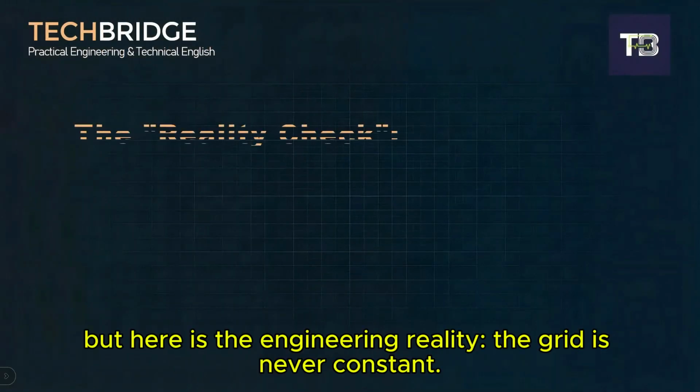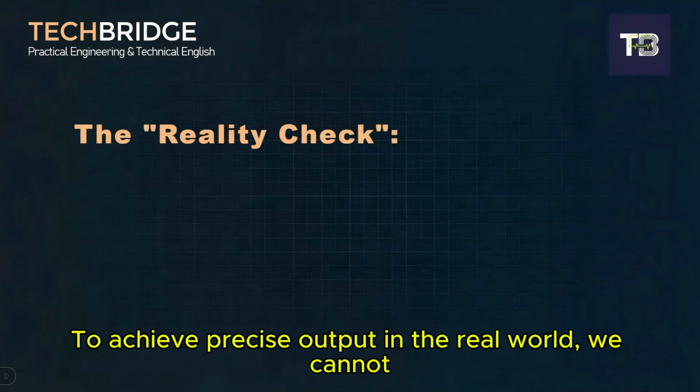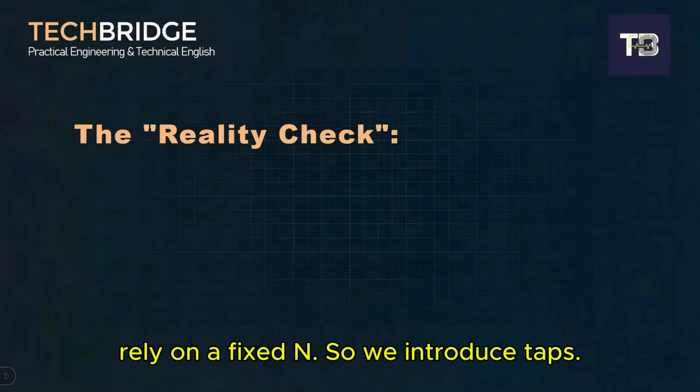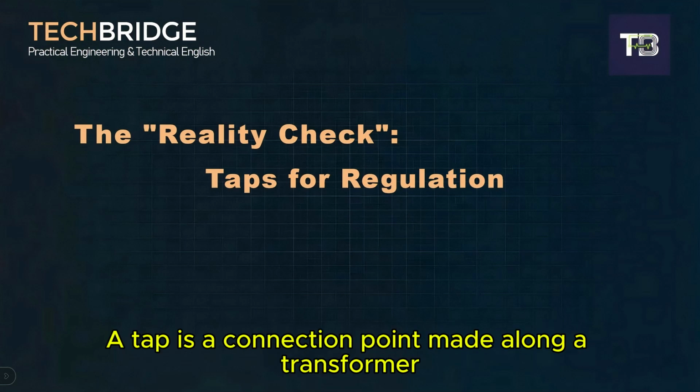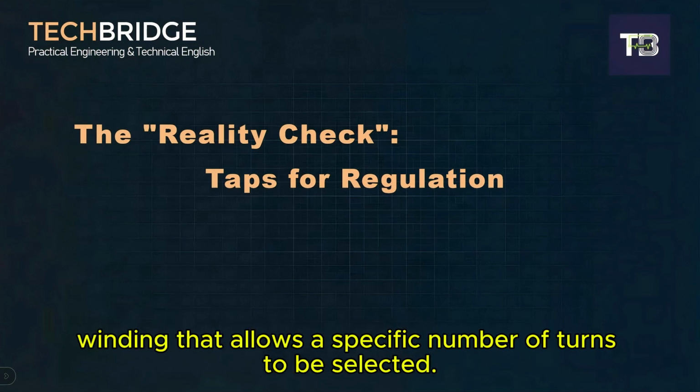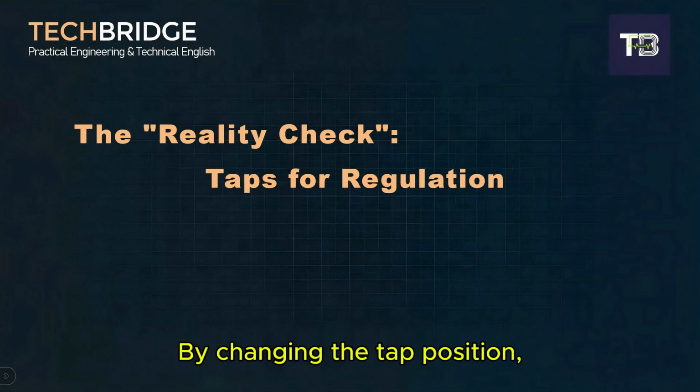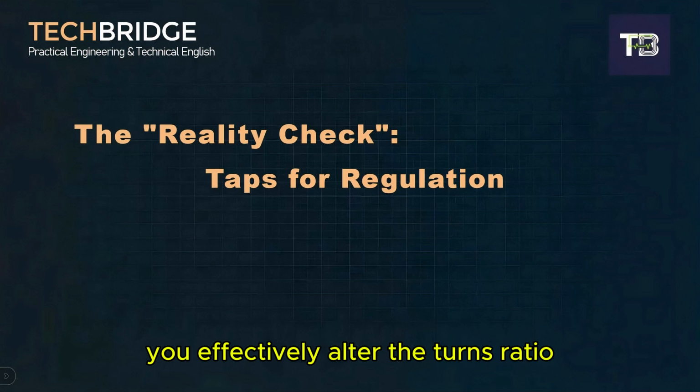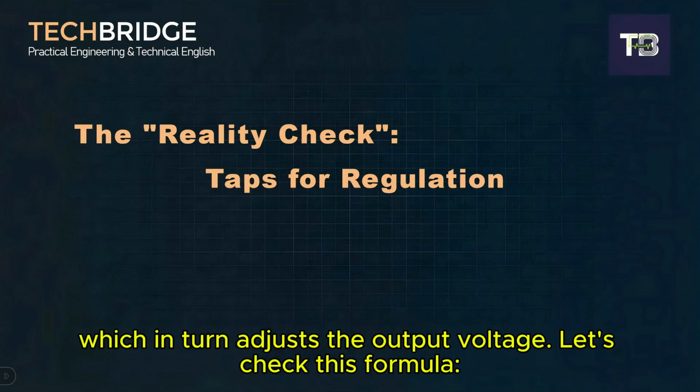But here is the engineering reality. The grid is never constant. To achieve precise output in the real world, we cannot rely on a fixed N. So we introduce taps. A tap is a connection point made along a transformer winding that allows a specific number of turns to be selected. By changing the tap position, you effectively alter the turns ratio, which in turn adjusts the output voltage.